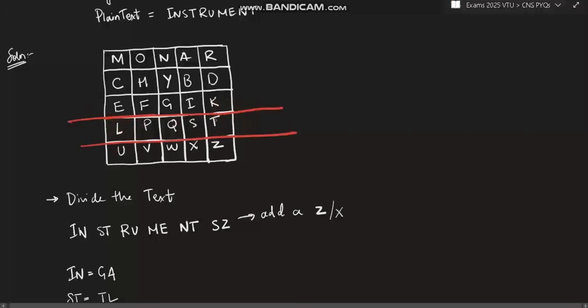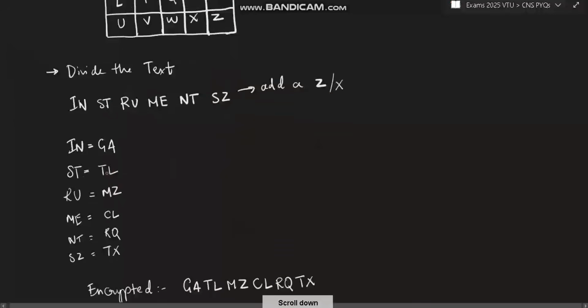After T, it will again be L, P, Q, S, T, and again L, P, Q, S, T, and like that it keeps repeating. So after T, what is there? It is L. Again it is coming back here. It is a loop. So for S we will take T, for T we will take L. So TL will be the characters.